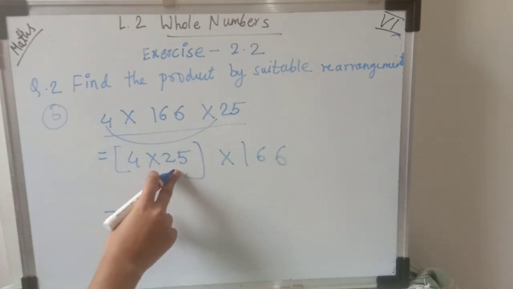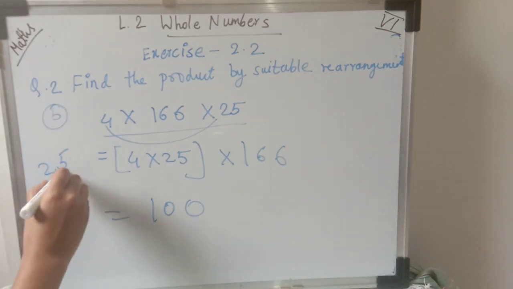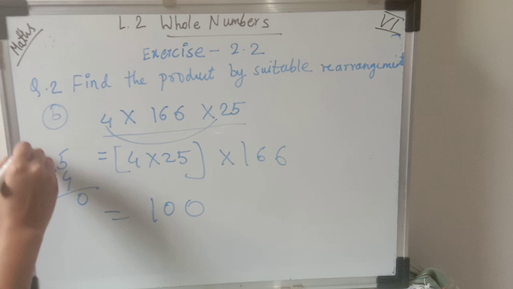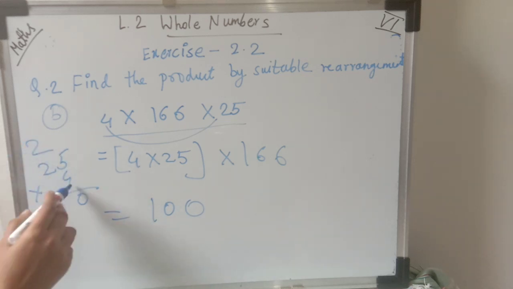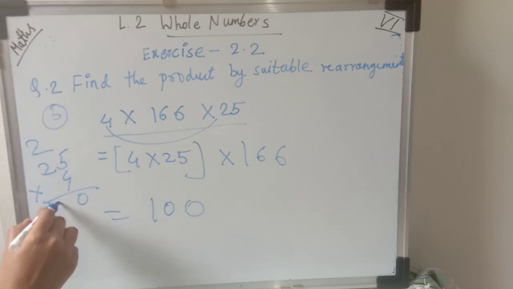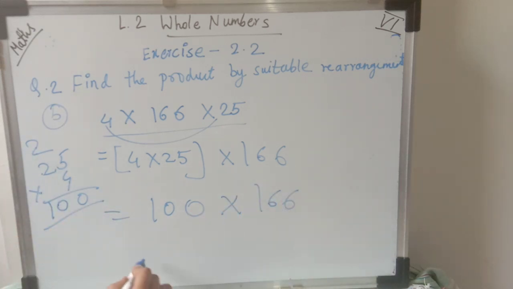So 4 multiplied by 25 is equal to 100. Okay, I will do it here so you will understand it better. 4 5s are 20. Okay, 4 2s are 8. Here we have to carry 2. 4 2s are 8. 8 plus 2 is 10. Got 100. Okay, now multiply 166.